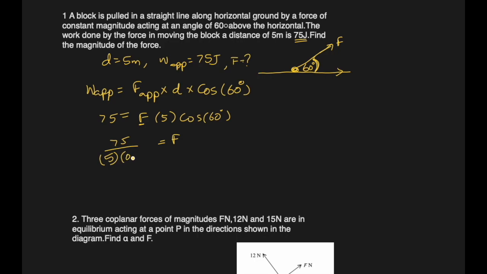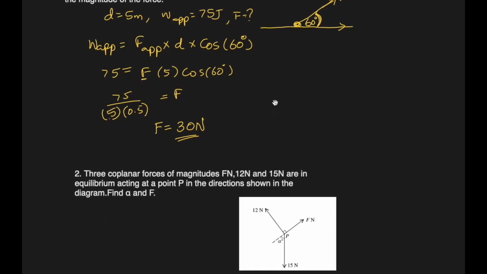So you can write 0.5 here. So 5 times 0.5 is 2.5. So it will be 30. F will be 30 newtons. Done. That's short of a question and solution.